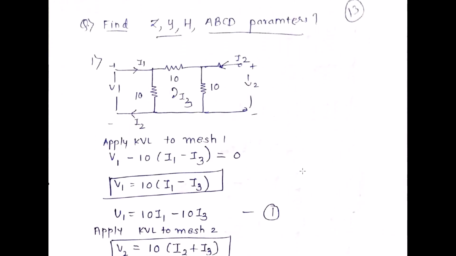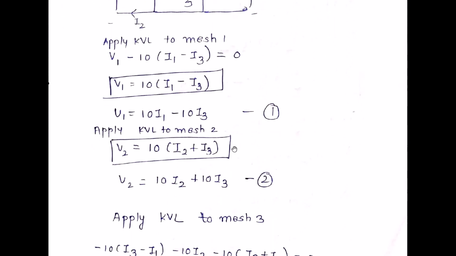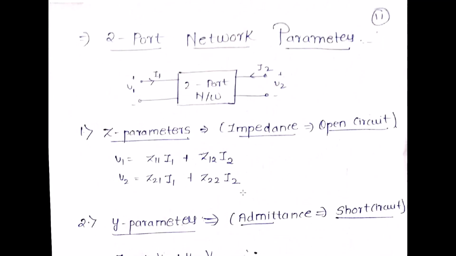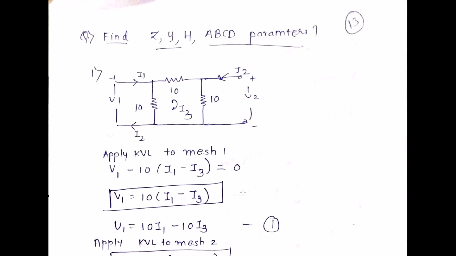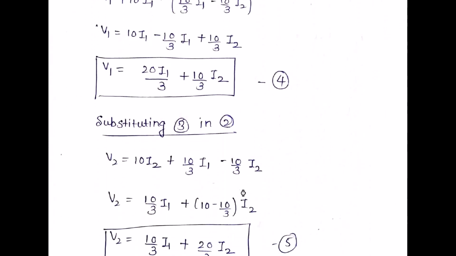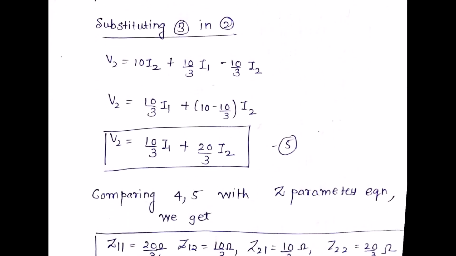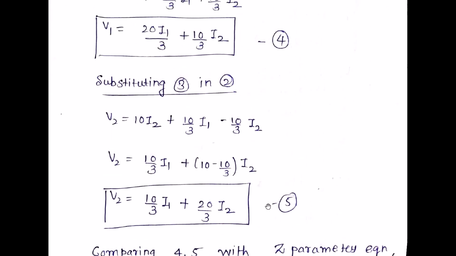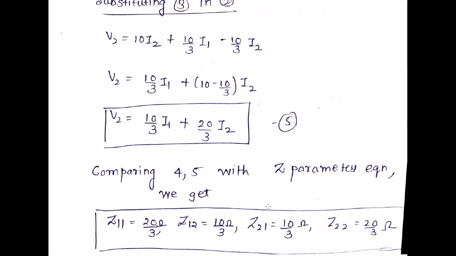Why do I do so? Because my first and second equation have this extra parameter I3, and I require the first equation to have V1, I1, I2, and the second equation to have V2, I1, I2 because of the standard Z parameters. So just do the substitution work. All the steps are solved over here. Then get the final equation, compare it with the standard equations, and you will get the value.